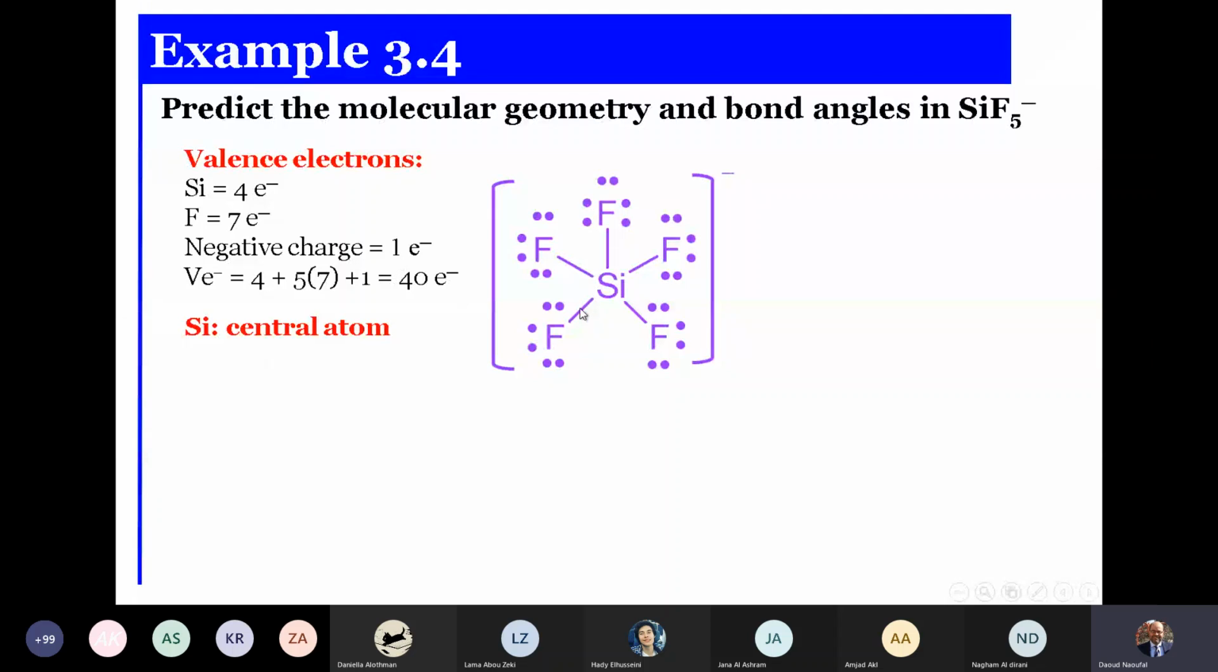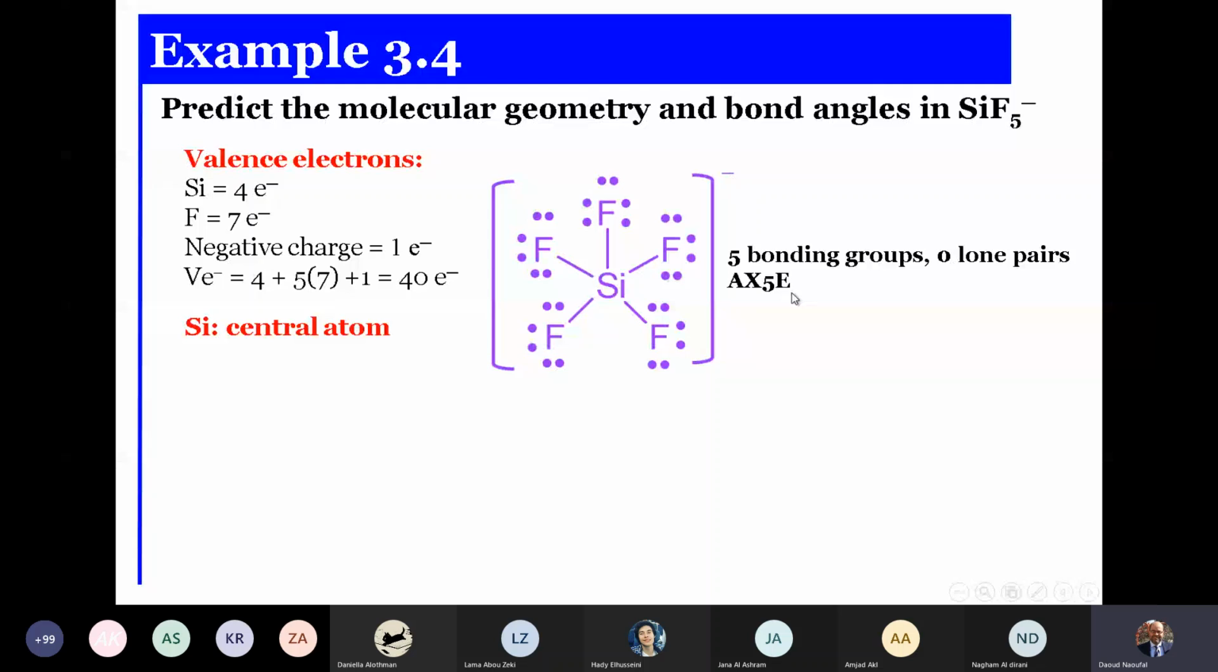So now, what is the AXE form? This is AX5E0. So we have 5 bonding pairs and 0 lone pairs. So EP equals 5, BP equals 5, and NBP equals 0. This is AX5E0.